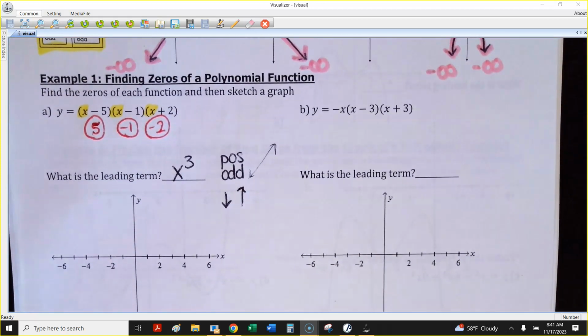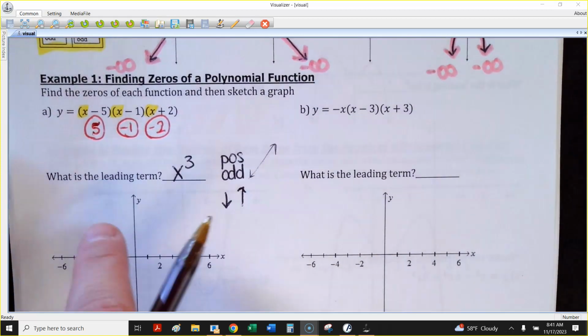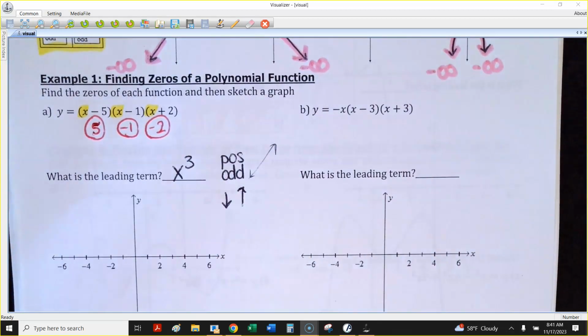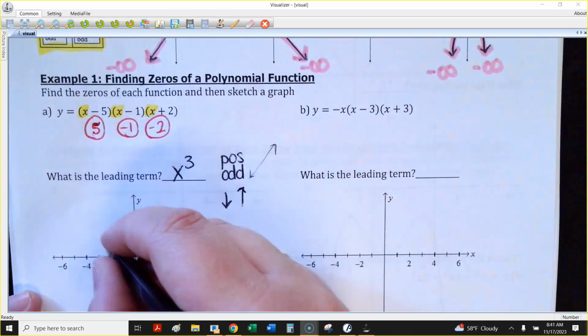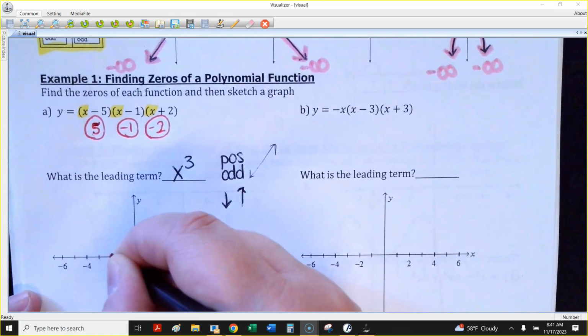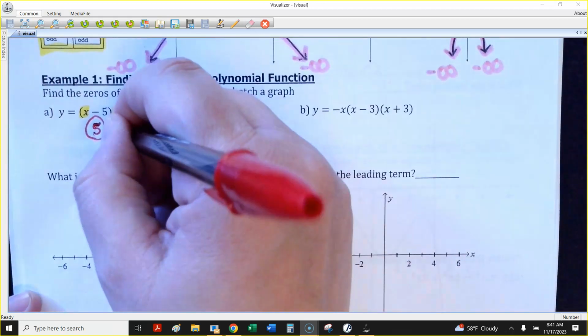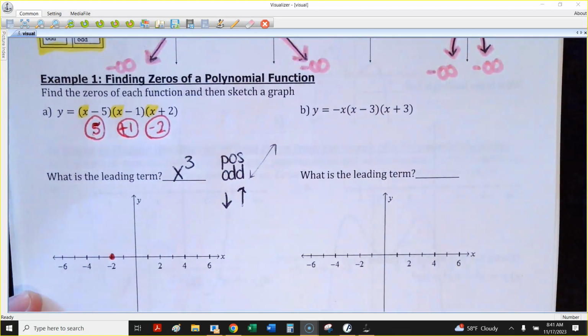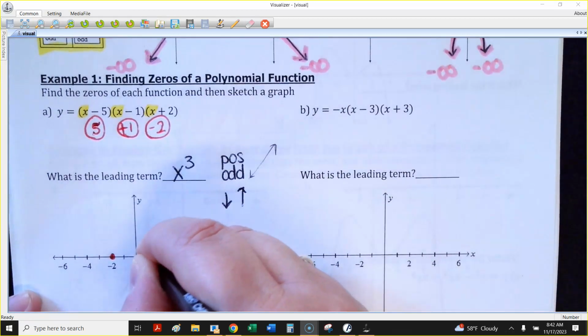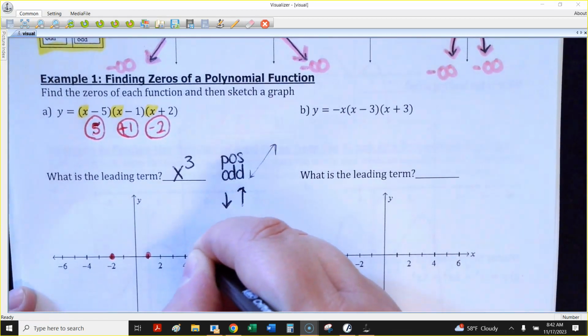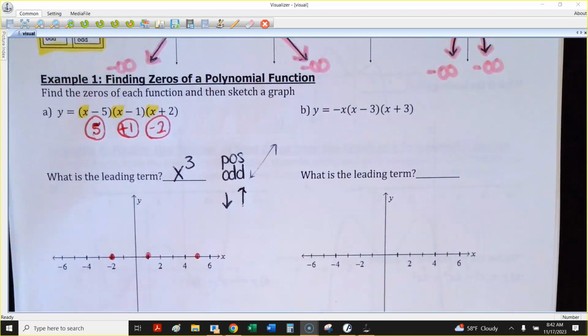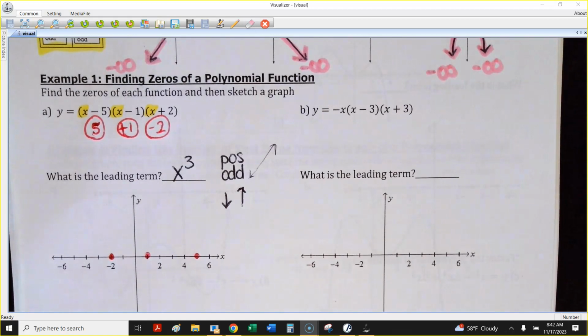So all we're going to do, just come down to your graph, and I'm going to put a dot on each one of those values on the x-axis. So -2, oh, oops, this is +1, I'm sorry. -2, we're good, +1, and +5. Okay, now, just remember this doesn't have to be perfect. I do want to see the correct zeros there, so I should see the graph at -2, 1, and 5 going through, or touching the x-axis.